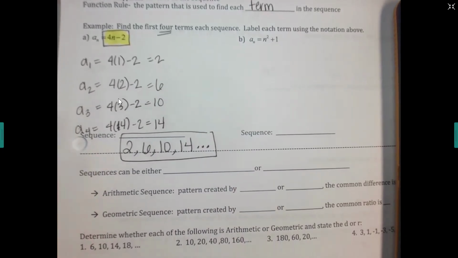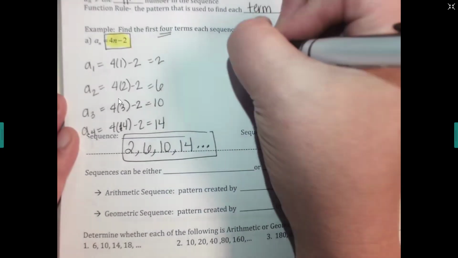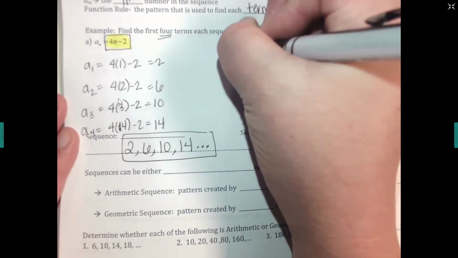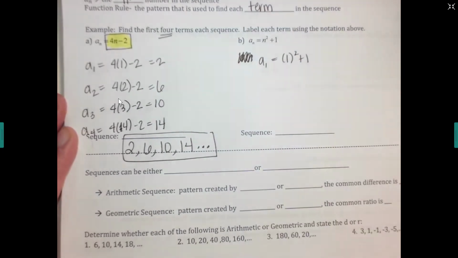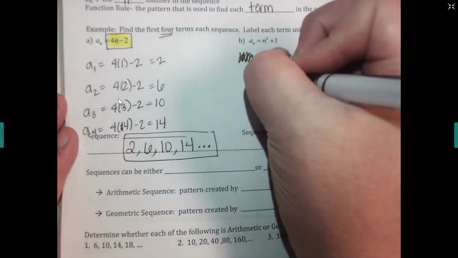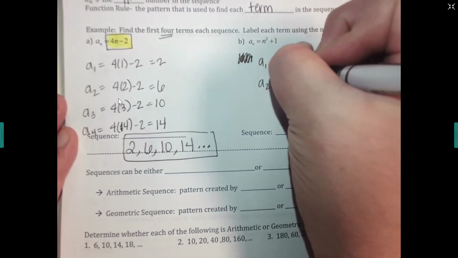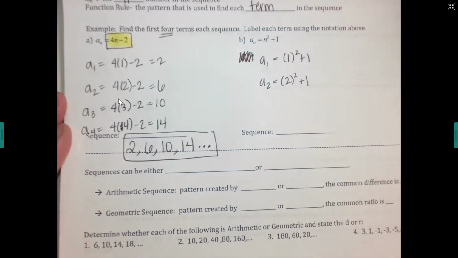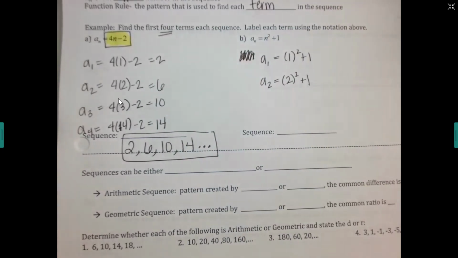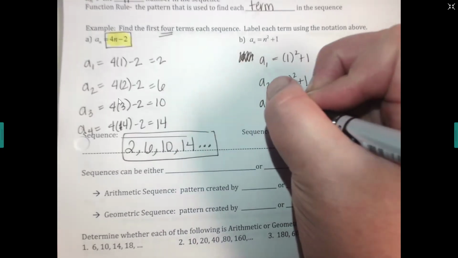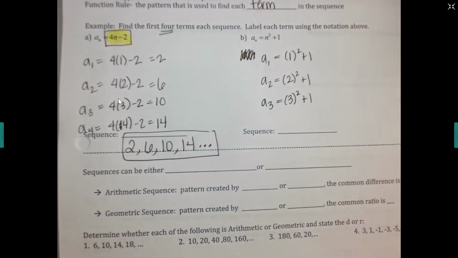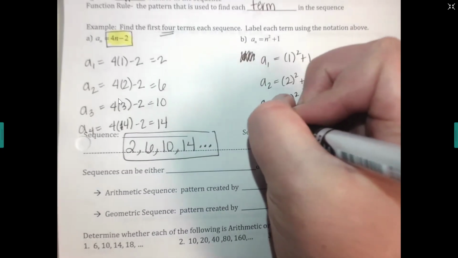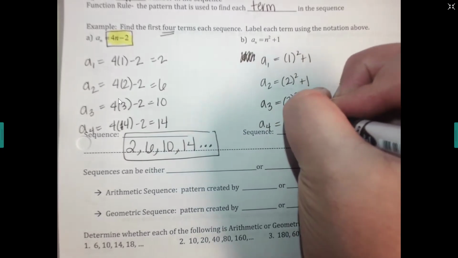All right, take a look at the second one. My equation is n squared plus 1. Then A1 would be 1 squared plus 1. And then A2 would be 2 squared plus 1, where I'm literally just swapping out what the n is to plug in the next number. A3 would be 3 squared plus 1. And then A4 would be 4 squared plus 1.